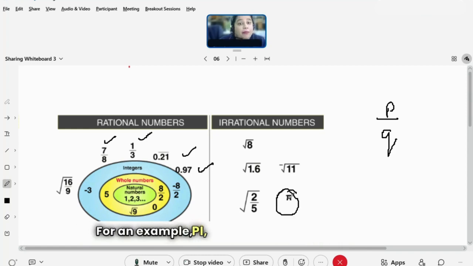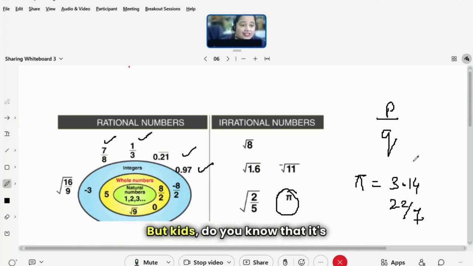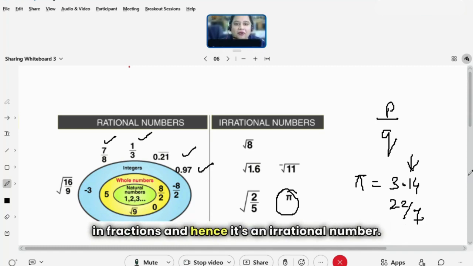For an example, pi. Interesting fact. Pi can also be written as 3.14 or 22 by 7. But kids, do you know that it's not just 3.14? It is 3.1464 and keeps going on and on. So technically you cannot write it as a fraction, and hence it's an irrational number.